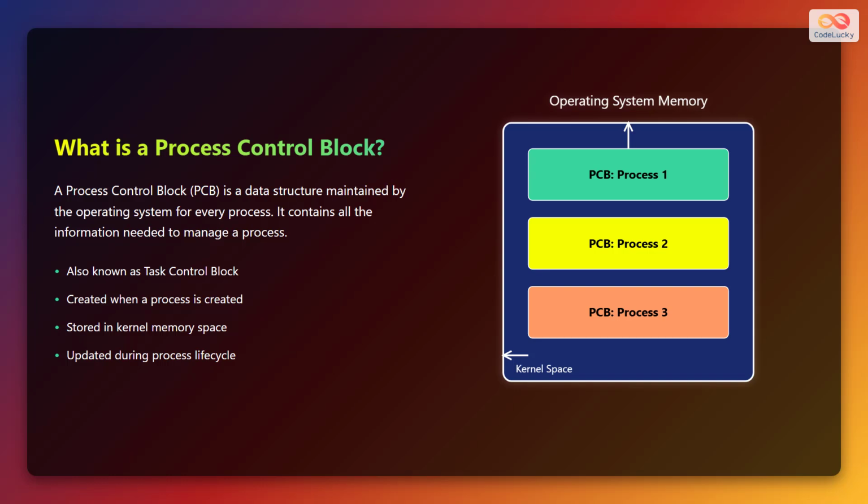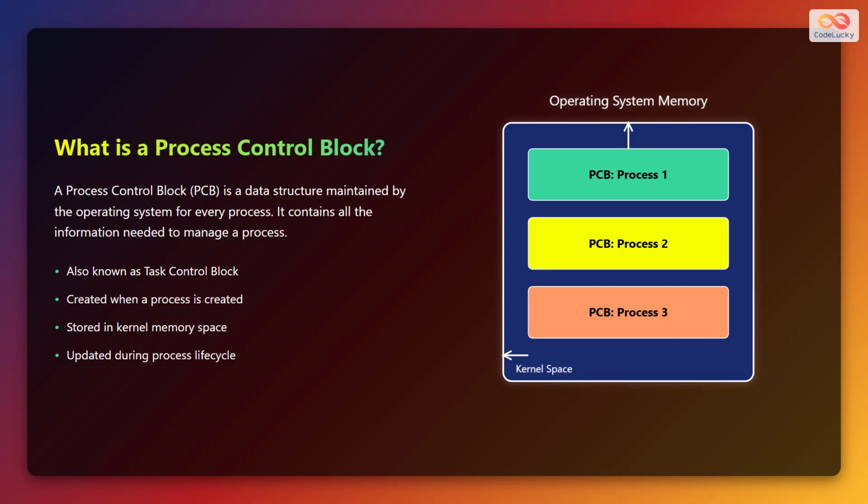So, what exactly is a process control block? A process control block, or PCB, is a data structure maintained by the operating system for every process. Consider it as a container that holds all the essential information needed to manage a process. This information includes the process's current state, its unique identification number, priority, memory location, and a lot more. It is also known as task control block.